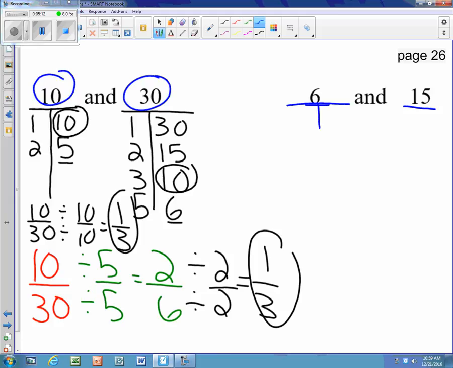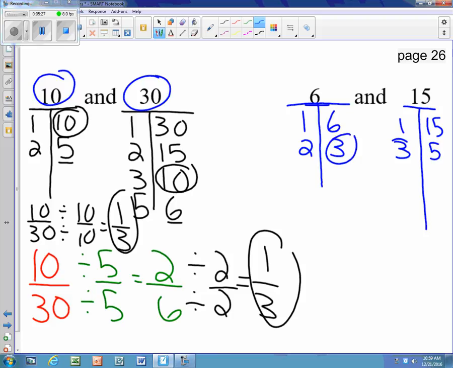So then let's go and make our t-chart. 1 times 6, 2 times 3, and we're done. And then we'll make our t-chart for 15, and we have 1 and 15. 2, it does not work. 3 and 5 works. Nothing for 4, and 5 is already there. So the GCF is 3.